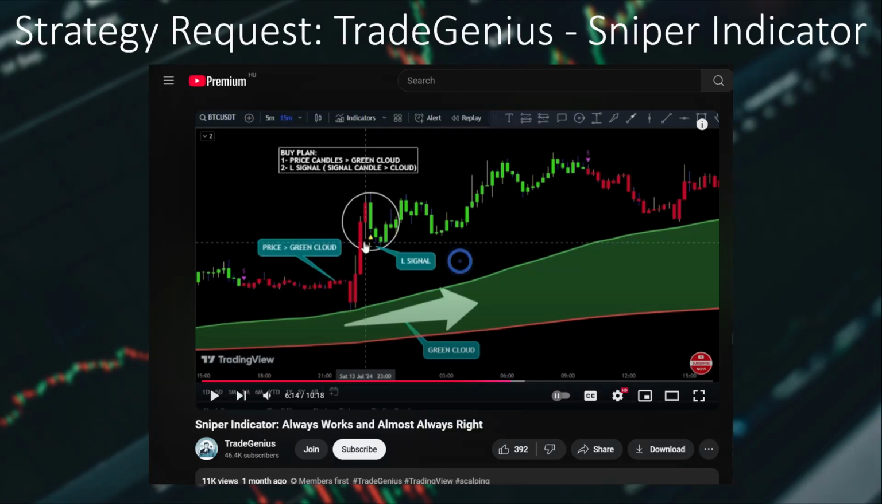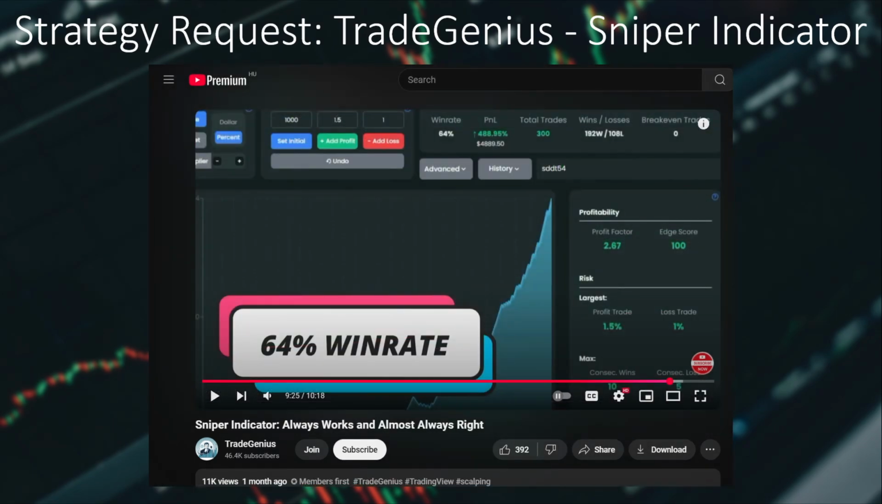Recently, someone requested me to code and test this strategy from TradeGenius. In TradeGenius's video, the strategy generated amazing results. After 300 trades with a 1% risk per trade, almost 500% net profit on the BTCUSDT 50-minute chart. But these results seemed too good to be true. So I decided to give it a go.